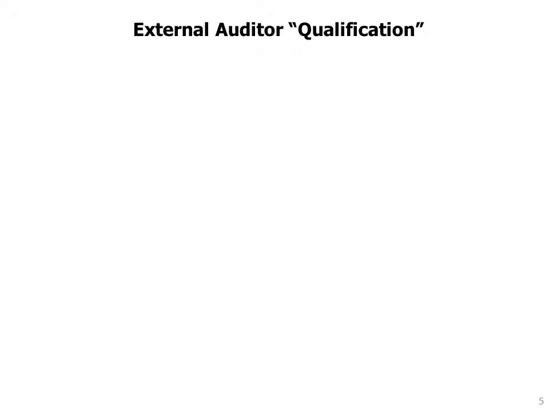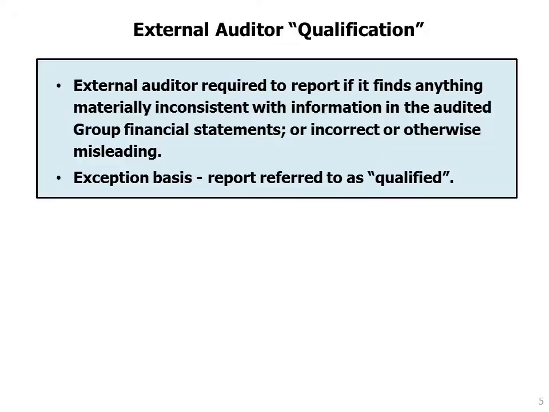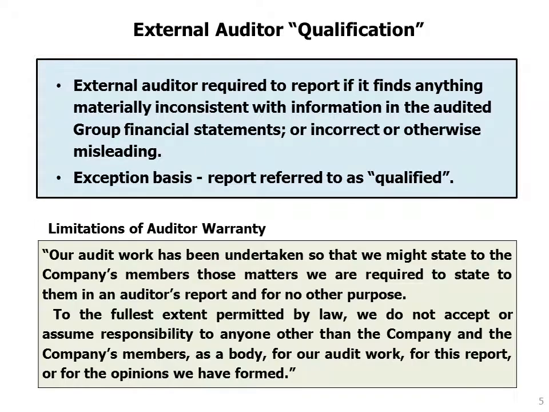Let's just talk about external auditor qualification. External auditors are required to report if they find anything materially inconsistent with information in the group financial statements or information which is incorrect or otherwise misleading. If they do so, they report on an exception basis, and such reports are then referred to as qualified. If there are no such exceptions, then the opinion is an unqualified opinion. It means that there are no qualifications made by the auditors.